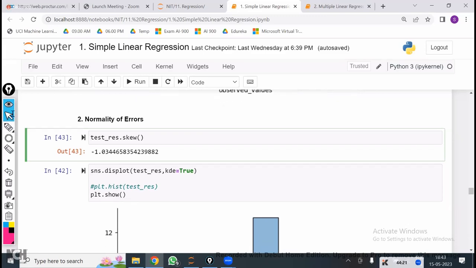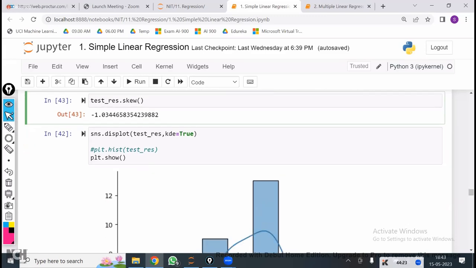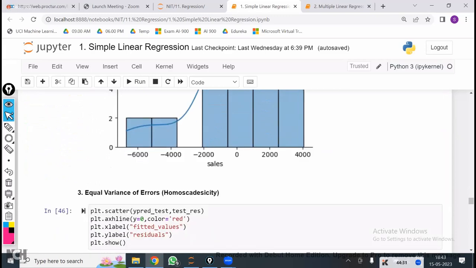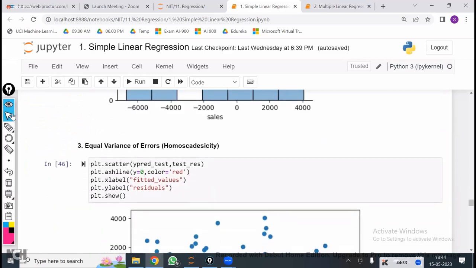Whether you are going to check skewness or make a histogram, that is your choice, but errors should form a normal distribution. Errors should have the normal distribution. And errors should have equal variance. All the errors should have equal variance. This is the third one.